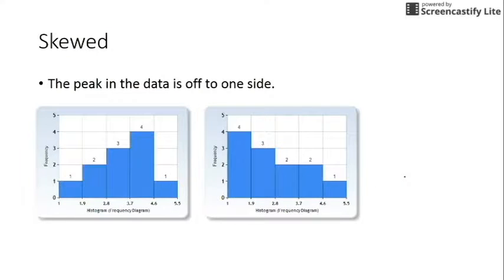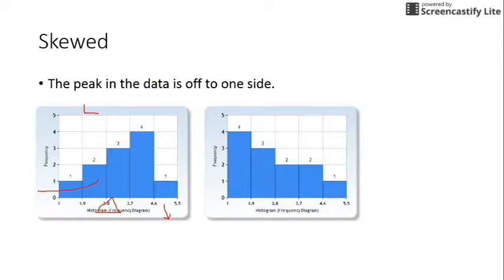Skewed. Skewed is talking about the data being skewed off to one side. So if I were to place all of this on top of a balance, and I put the balance right there in the middle, this thing's going to tip over. It's going to fall over because most of our values are over here on the right. Now this is actually considered left skewed.